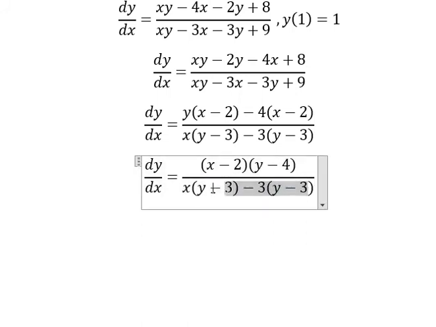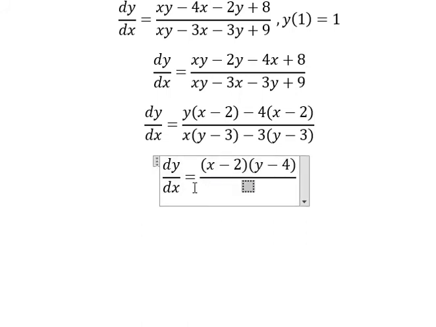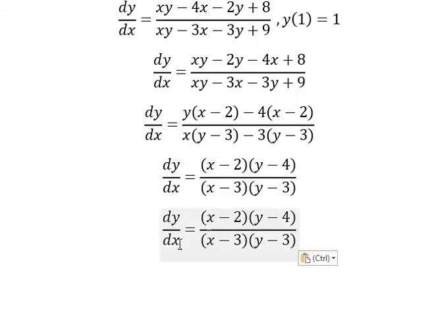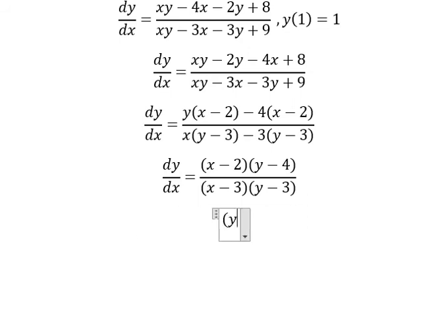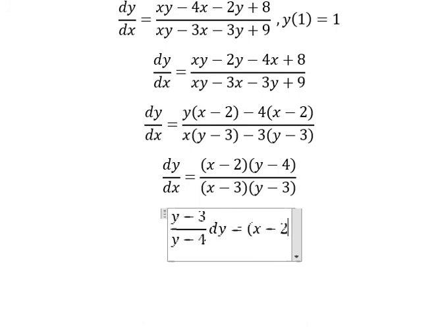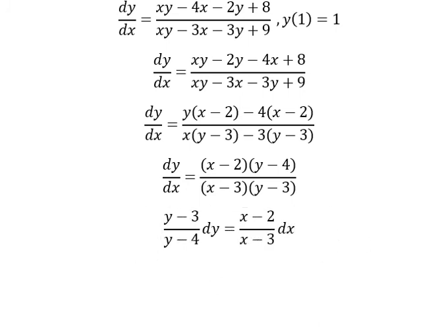This one, the s will go to the right, y minus 4 minus 3 will go to the left. So we will have about y minus 3 over y minus 4 dy equals to s minus 2 over s minus 3 ds. Next, we put the integration for both sides.